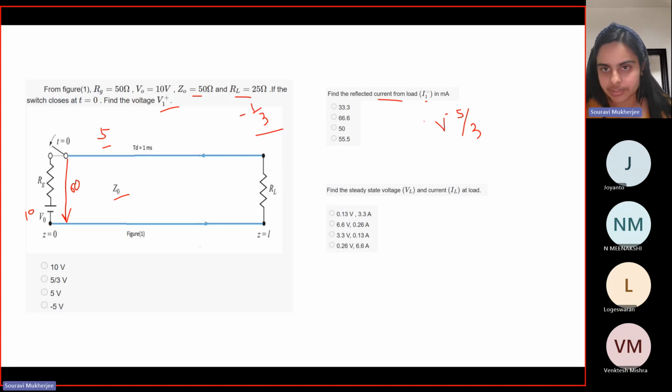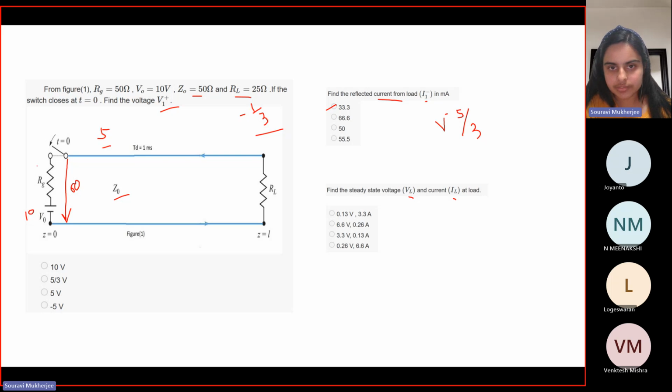33.3. Yes, right, 5 by 3 divided by 50, right? So then this should be your answer. Now the question says we are going to the load side. It says, what is the steady voltage at the load and what is the current at the load?